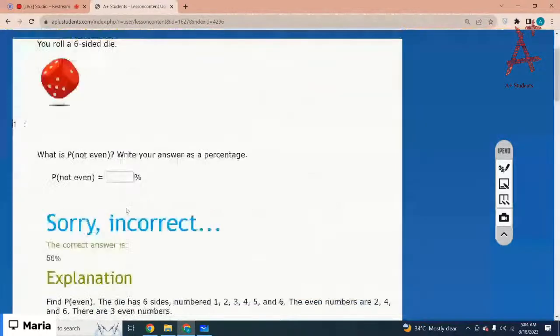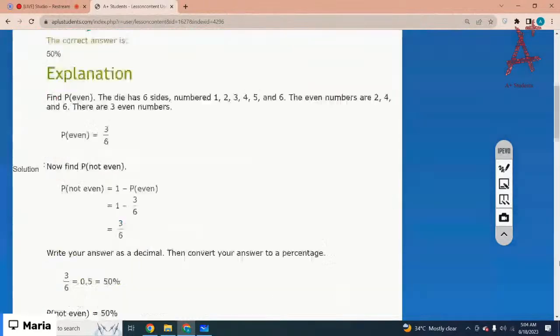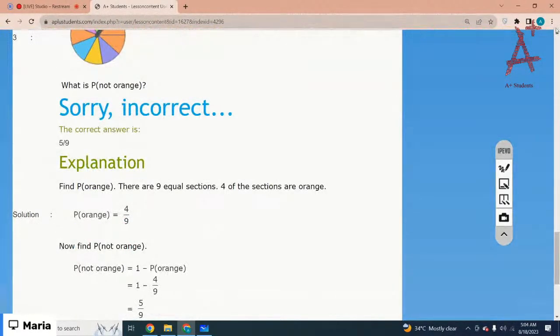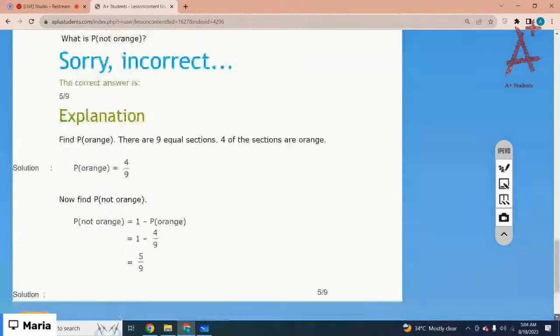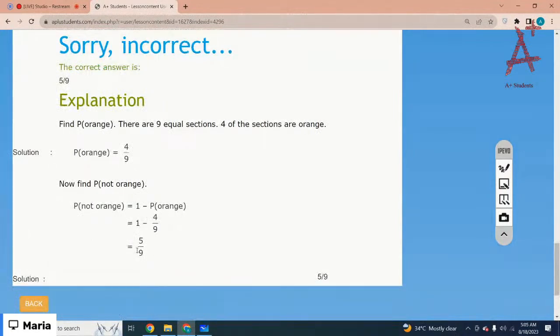Okay, the next one: you spin the spinner once. What is the probability of not orange? Let's calculate the probability of orange. How many portions are orange? 1, 2, 3, 4. Four of them are orange out of 9, so the probability of orange is 4 out of 9. The probability of not orange is 1 minus the probability of orange, which is 5 over 9.